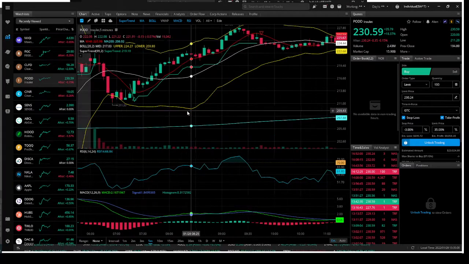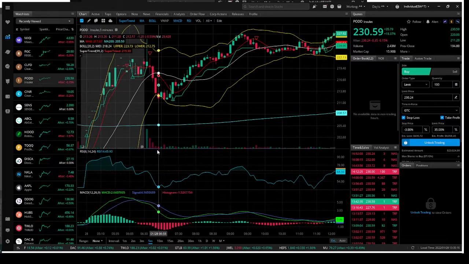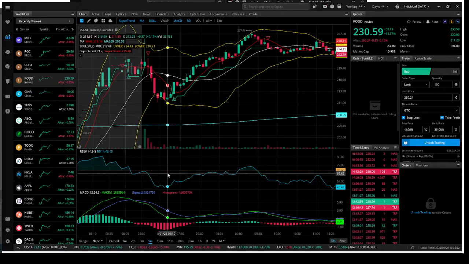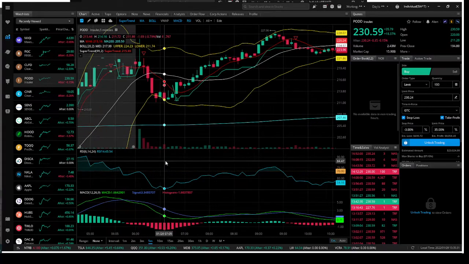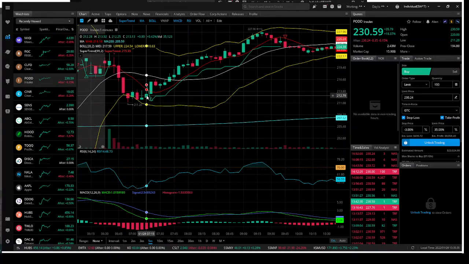You see this entry point from Webull. Wait, check. Is it outside the Bollinger? Yes. What does the RSI say? It's a little bit down. Maybe not too down, but a little bit down. Good enough. Okay. Wait for the first three or four candles to form up, which is 1, 2, 3, 4.